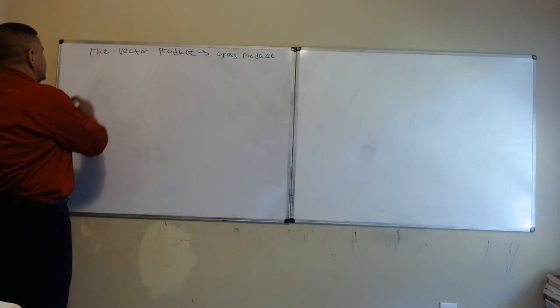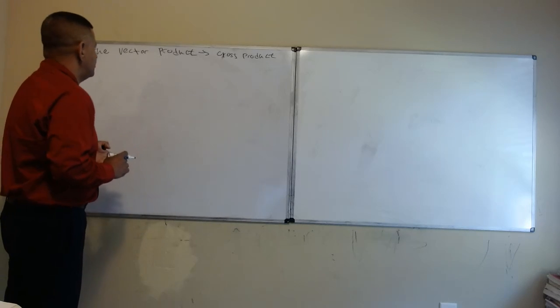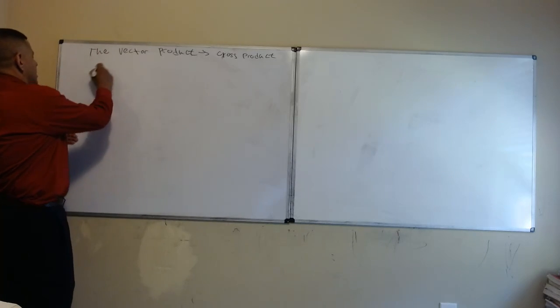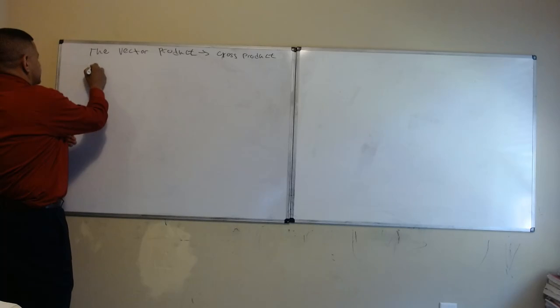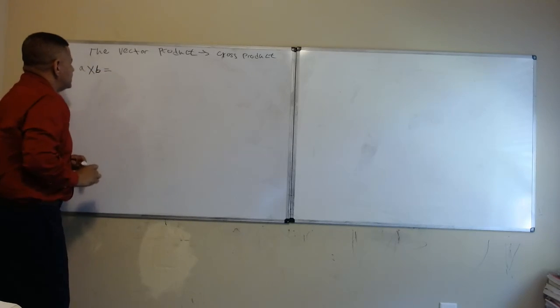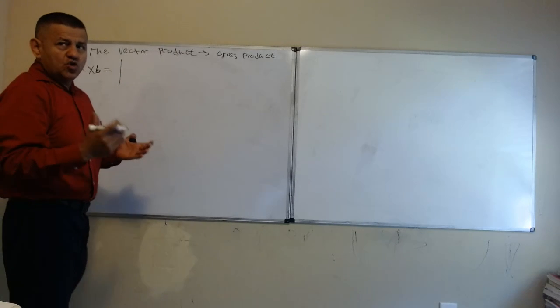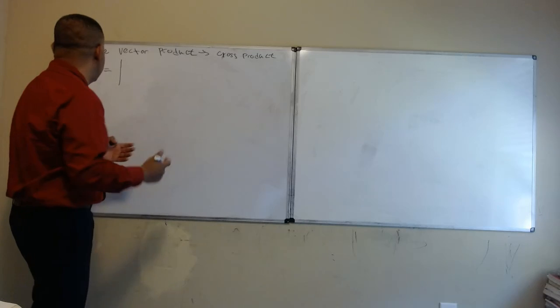So basically, let's say that you have two vectors, A and B, and you want to cross them. It's denoted by A cross B, and that is equal to some type of vector that always looks like a matrix form.